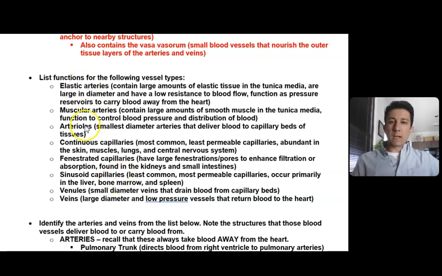So we've got three types of arteries, three types of capillaries, only two types of veins. We've got venules, which are small diameter veins that essentially are shuttling blood away from the capillary beds back towards the heart. And then we have the veins themselves, which tend to be very large diameter, but also very low pressure vessels that are returning blood back to the atria of the heart.